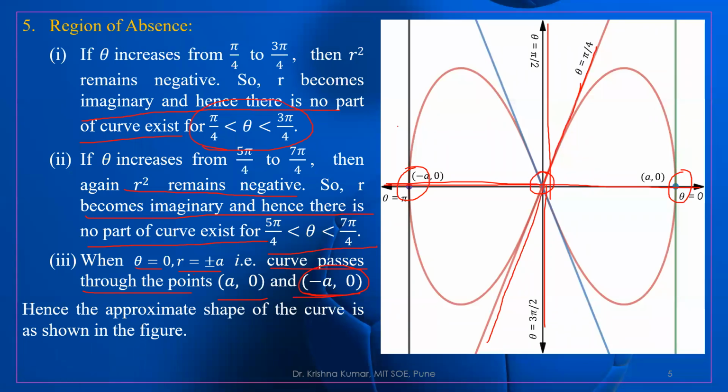Pi by 4 is tangent. 3 pi by 4 is tangent. 5 pi by 4 is tangent. And 7 pi by 4 is tangent. So there are 4 tangents over here.